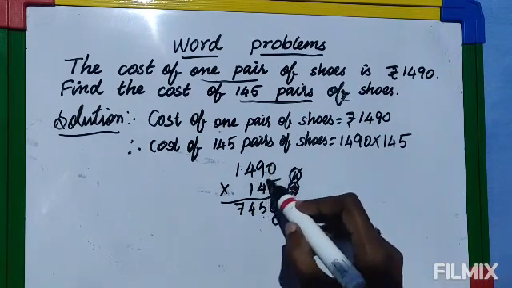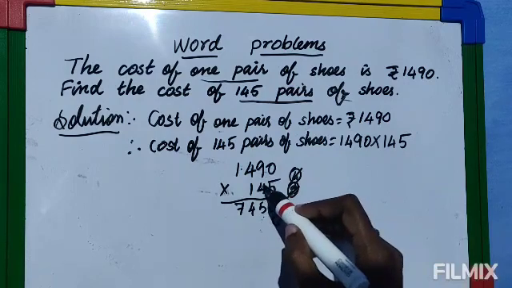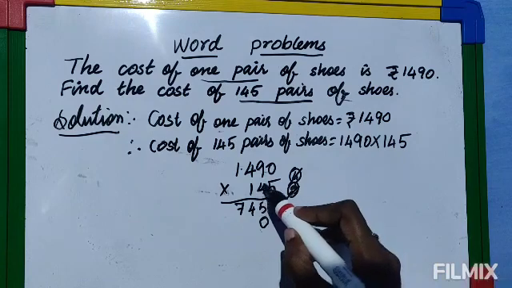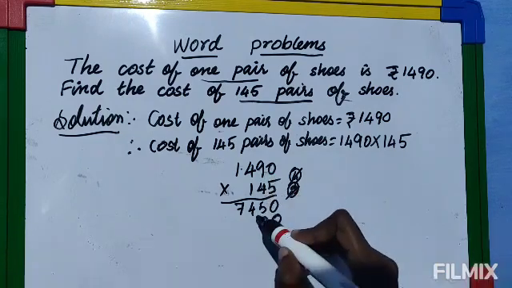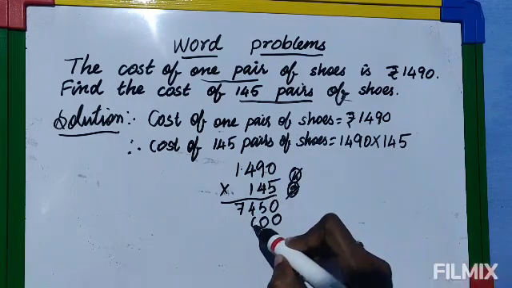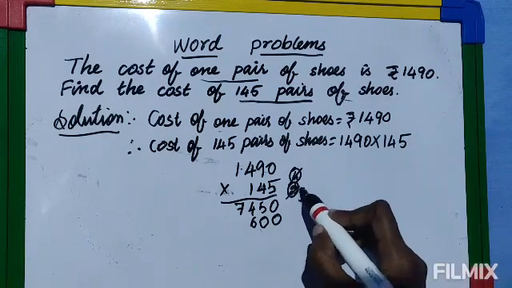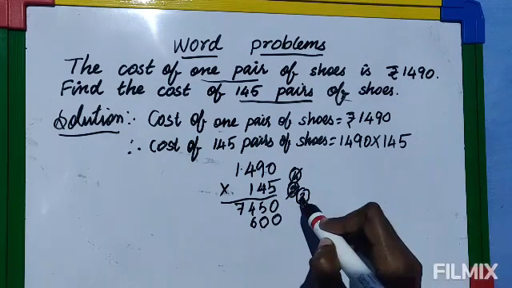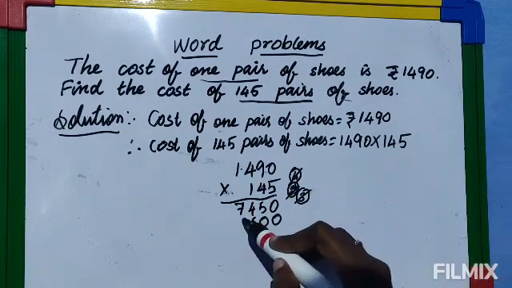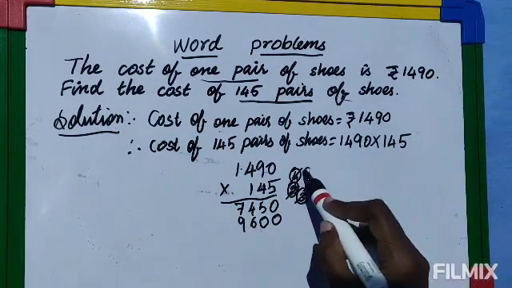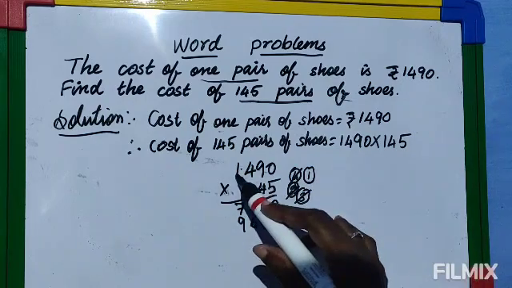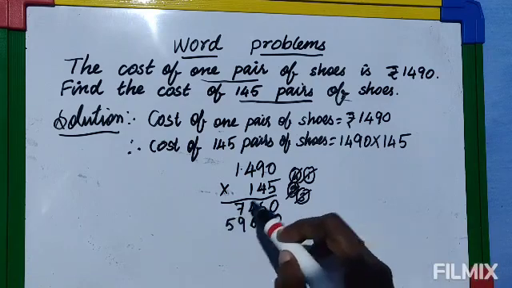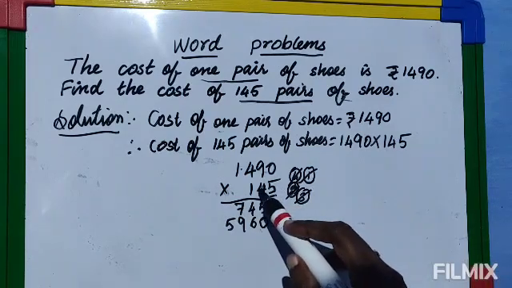4 into 0 is 0. Again 4 nines are 36, so write 6 here, 3 carry over. Again 4 fours are 16, 16 plus 3 is 19, so write 9 here, 1 is a carry over. 4 ones are 4, 4 plus 1 is 5. So now multiplying by 4 is over.